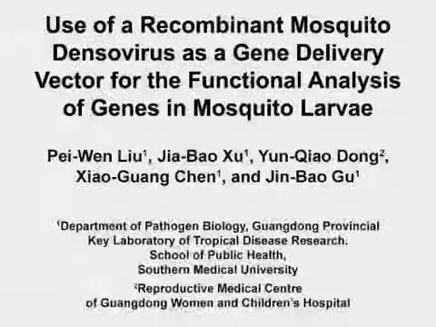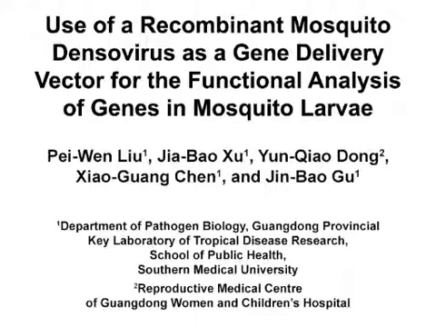The overall goal of this procedure is to analyze the gene function of mosquito larvae using recombinant mosquito Densovirus as a gene delivery vector. This method can help answer key questions in viral-based delivery systems, such as how to overcome the associated extracellular and intracellular barriers.